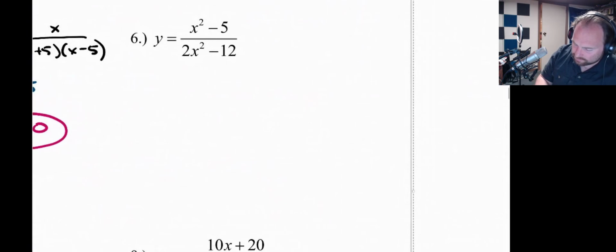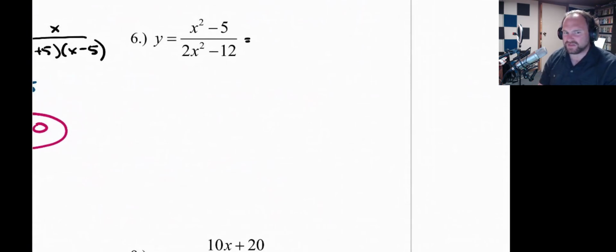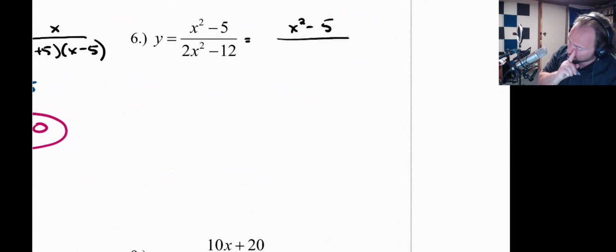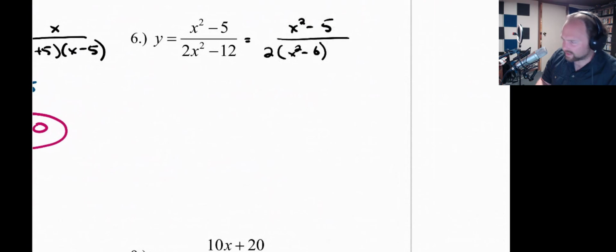The top of this, by my knowledge, cannot be factored. X squared minus 5. I mean, I guess you could split it up into plus or minus square root of 5, but why would you? That's not going to help us at all, and those factors will not be repeated on the bottom. So I'm going to leave the top alone, x squared minus 5. On the bottom, though, you can factor out the 2, and it's x squared minus 6. And that can't be factored either.